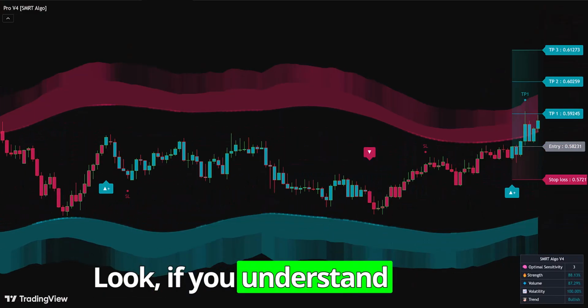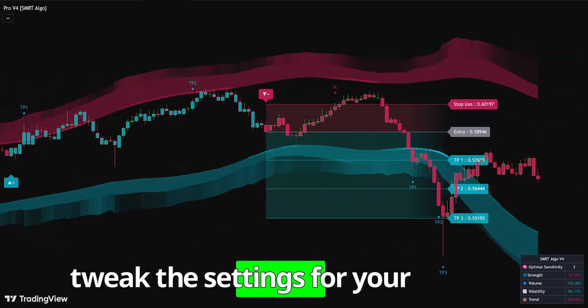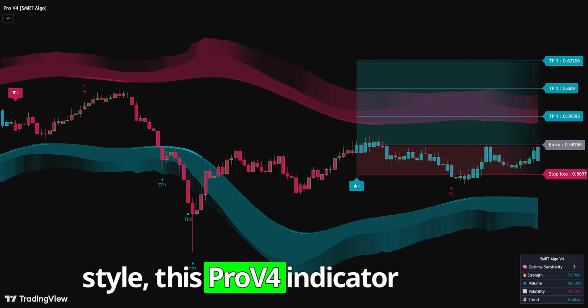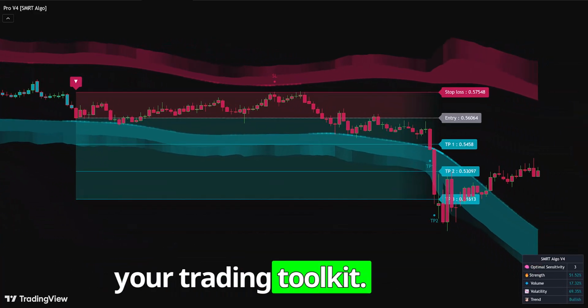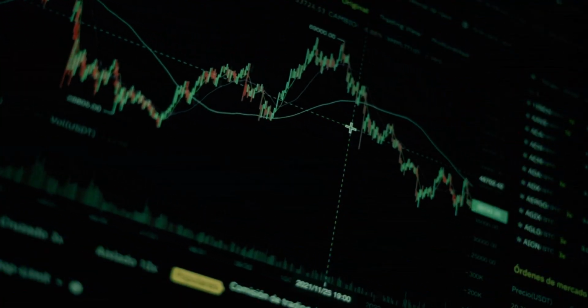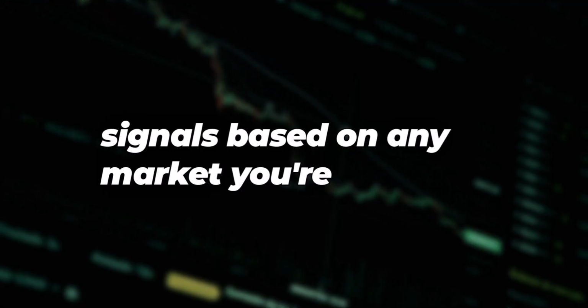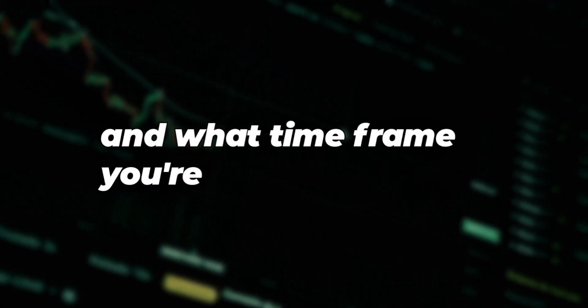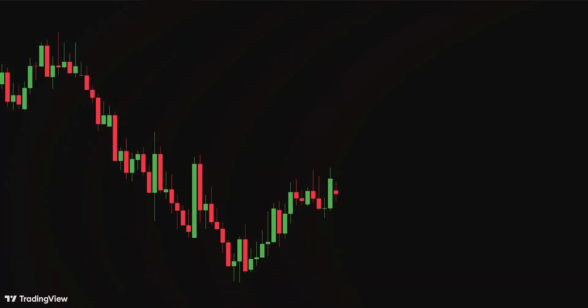Look, if you understand how the signals work and, more importantly, how to tweak the settings for your style, this Pro V4 indicator will become one of the most powerful tools in your trading toolkit. I'll walk you through how to optimize the indicator to get the sharpest, cleanest signals based on any market you're trading and what time frame you're on, whether you're scalping crypto or swing trading the stock market.